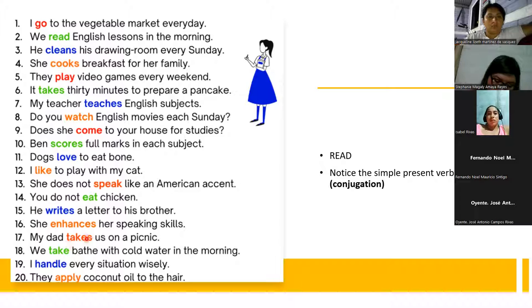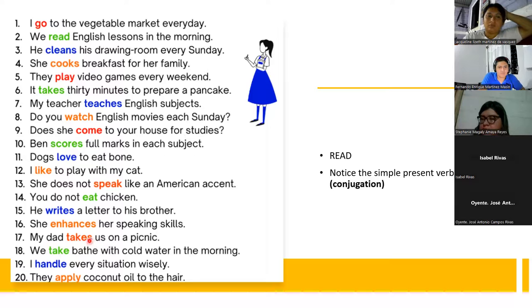lo interesante o lo necesario es que siempre mencionen la letra S en donde es relevante. Por ejemplo, en los verbos en tercera persona hay que identificarla y decirla, porque si no lo decimos es error, es mistake, and you sound bad, you sound incorrect. Entonces, my dad takes us, ¿no? No importa que aquí usted sienta, lo voy a decir así como exagerado, no, that's the correct thing. My dad takes us, ¿ok? Takes us. Takes us on a picnic.